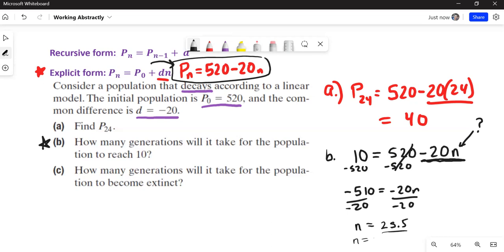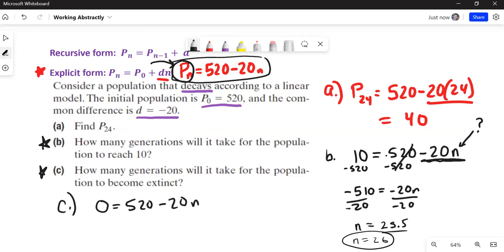So we would just say, well, it rounds off to the 26th. Or it would take the next generation to reach as low as 10. And then it says, how many generations will it take for the population to become extinct, meaning there's none left? So that would be in part C, when P sub n equals 0, when this left side is actually equal to 0. So you would solve this equation right here.